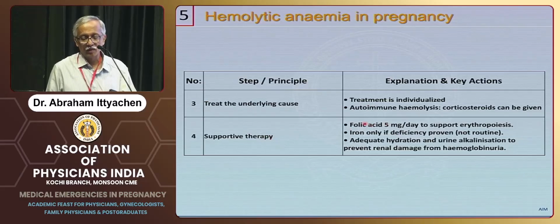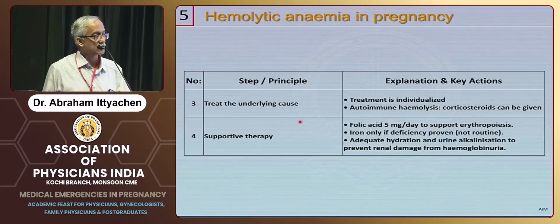Now, the importance of folic acid here is different from the requirement of folic acid in iron deficiency or anemia of pregnancy. In hemolytic anemia, there is a rapid turnover of RBCs. And we know from our biochemistry and physiology days, folic acid is very important for that. So part of the reason why folic acid is given here is this. It's not for the anemia of pregnancy, but for an entirely different reason. Iron only if deficiency is proven, because we have a tendency to give iron whenever we see anemia, but in hemolytic anemia you have to be careful.